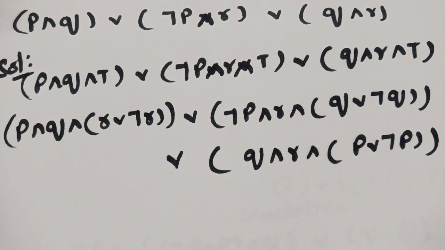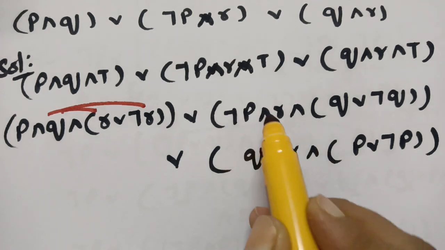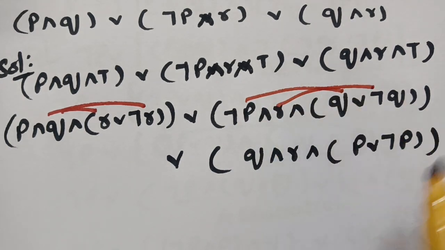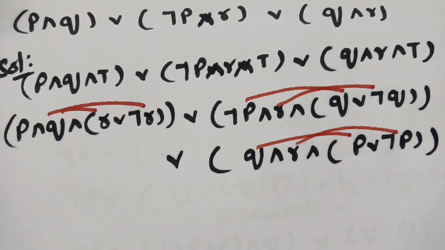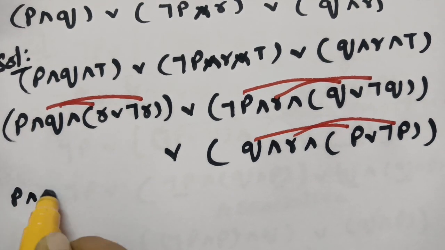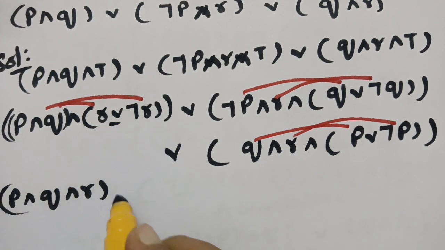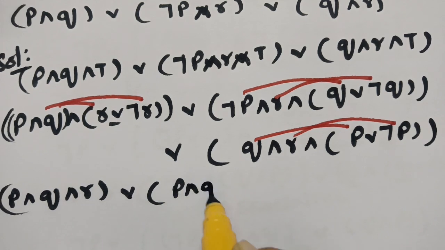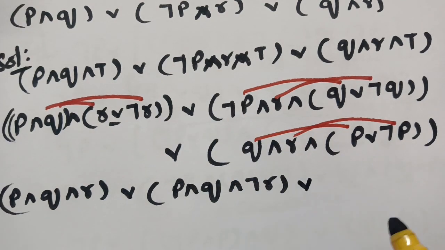Now which one do I have to use? I have to use the distribution law. So here P and Q is distributed to R as well as negation R. Negation P is distributed to this bracket as well as this bracket. Q is distributed to this one as well as this one. I am going to use the distribution law, and therefore this can be written as, whole bracket, P and Q and R, here the OR symbol is there, next P and Q and negation R. Clear? And in between there is OR.